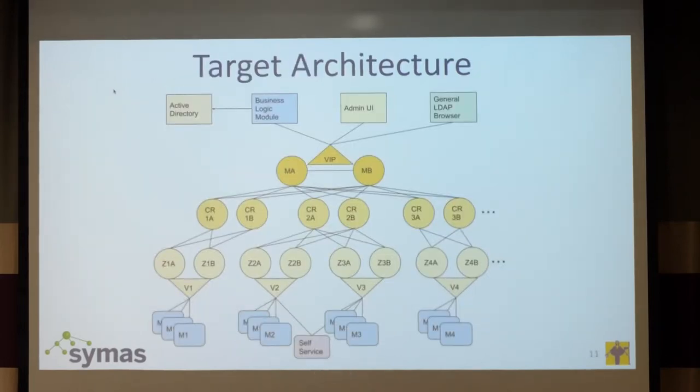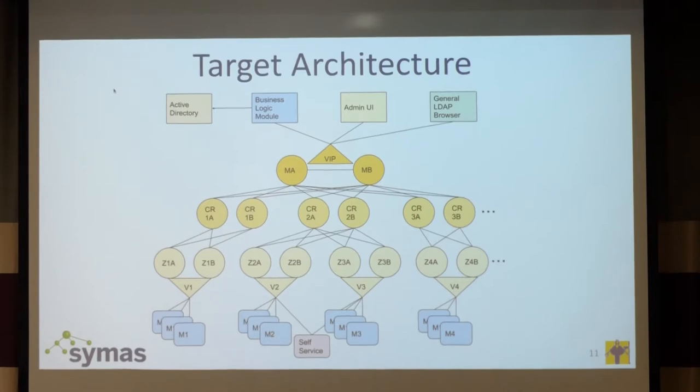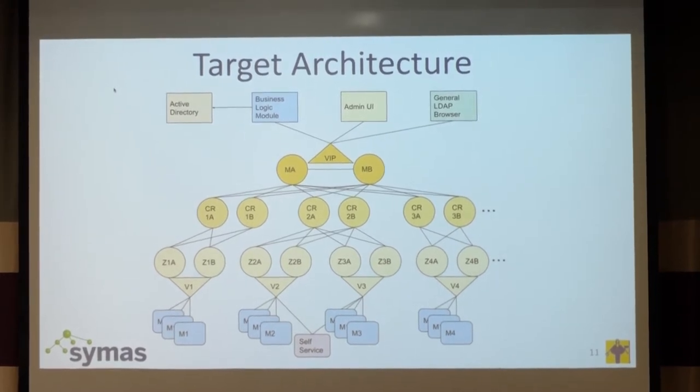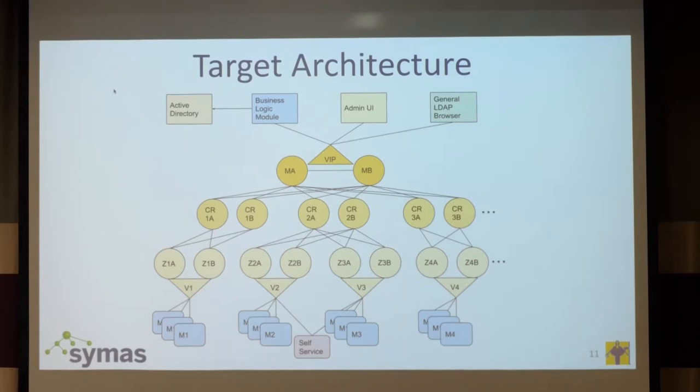Ultimately, this is the kind of architecture we're talking about. This is what we see with our customers, where you have an interior replication network. Starting at the top, you'll have a couple of masters. We like to do mirror mode because it's a pretty concise, reliable way of doing replication. And then you'll replicate downward into different tiers. This tier here is what we call the cascading replica tier.